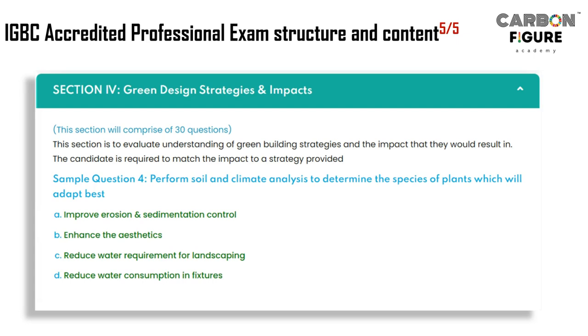So the question is, perform soil and climate analysis to determine the species of plants which will adapt best: improve erosion and sedimentation control, enhance aesthetics, reduce water requirement for landscaping, or reduce water consumption in fixtures. So soil and climate analysis with respect to the plants is actually going to improve erosion and sedimentation control.